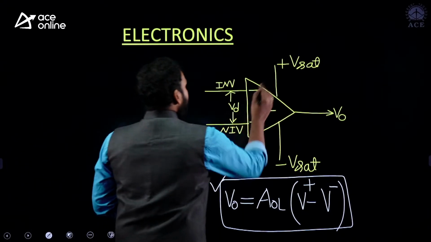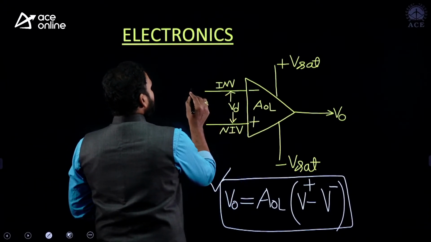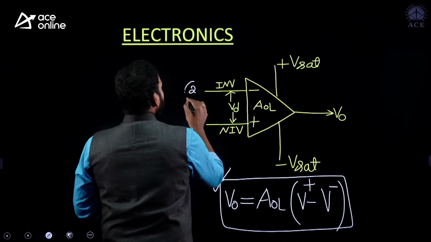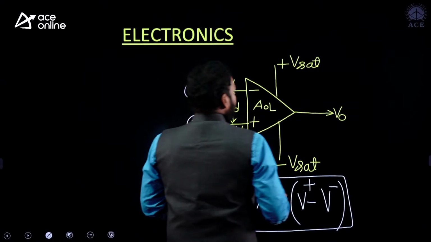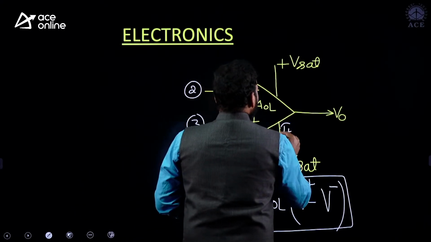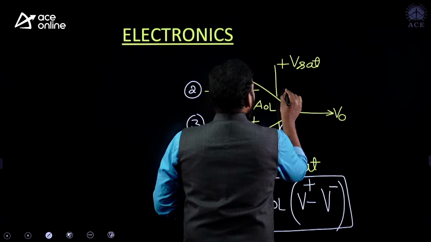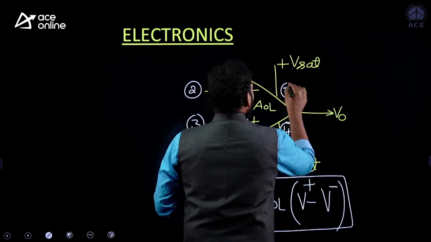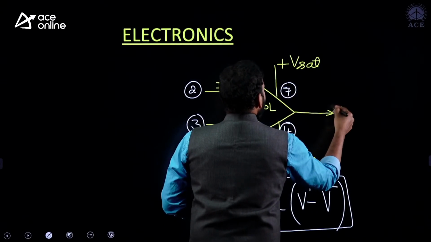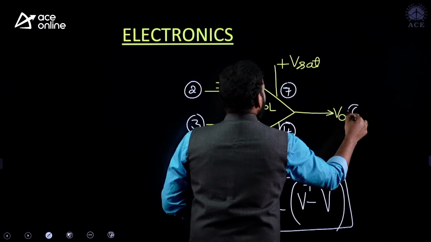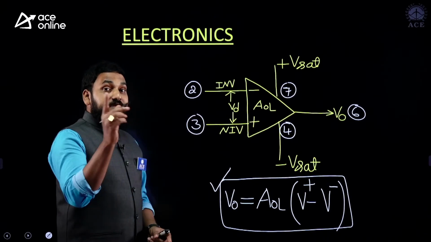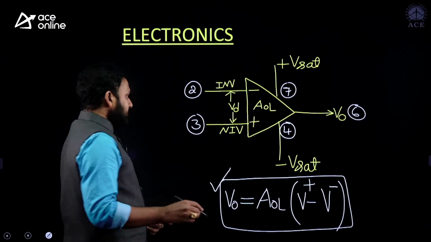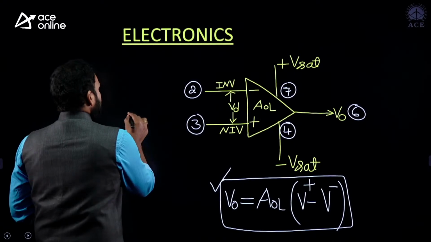And actually the terminals, this is pin number 2 and pin number 3, pin number 4, pin number 7, and this is pin number 6, output. Indeed, op-amp is an 8-pin DIP, dual in-line package type IC. I will show you in the next slide.